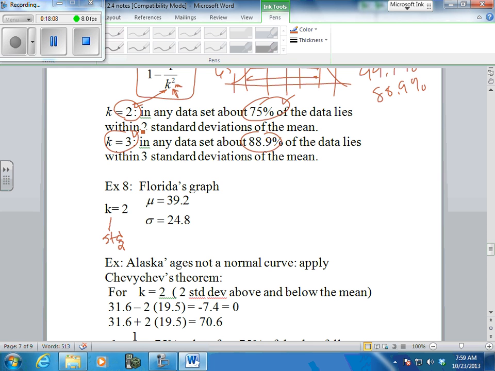So if you take a look at example 8, it's right on page 81. The age distributions for Alaska and Florida are shown in the histograms. So it shows you that the histograms do not follow a normal curve. Decide which is which. So right away, what can you decide? Which one do you think is Florida? Which one do you think is Alaska?